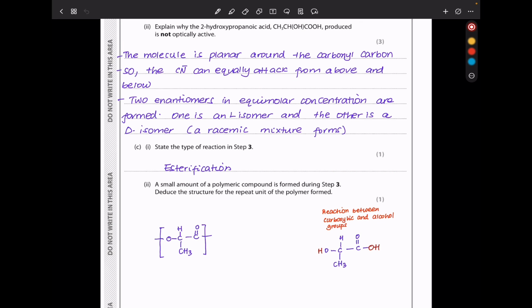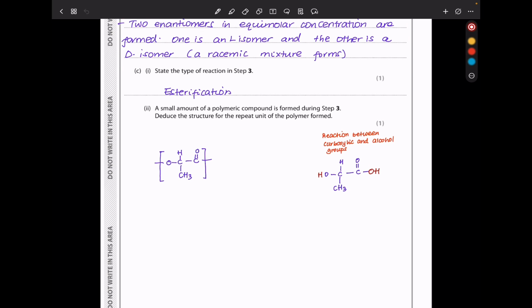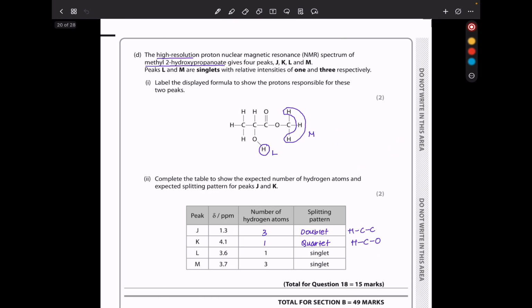That is esterification, and ester is formed. Then they say a small amount of a polymer compound is formed during step 3. Deduce the structure for the repeat unit of the polymer. Here we have a compound that is both a carboxylic acid and an alcohol. This is a reaction between the carboxylic and alcohol groups, so the repeat unit is going to be that.